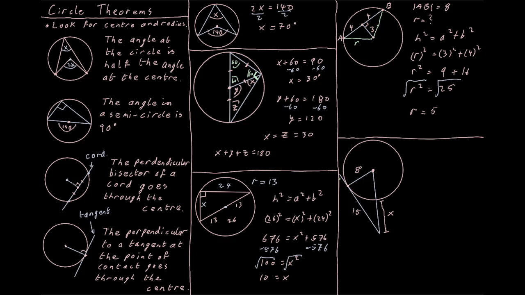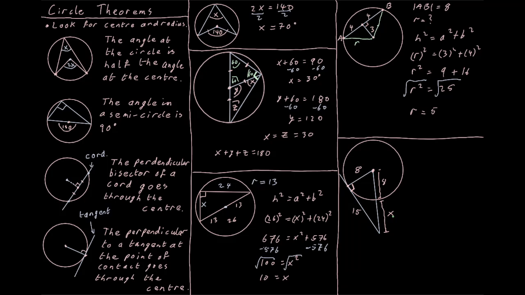Now here I have a tangent to the circle. I have a line from the tangent to the center. So that tells me immediately that that must be a right angle in there, because the perpendicular to the point of contact goes through the center. So that must be a right angle. I have the radius is 8. So this length here, I'd also say must be 8. And I have a side length here of 15 for what I can now see as a right angle triangle.